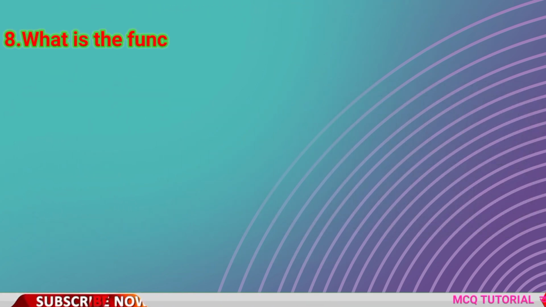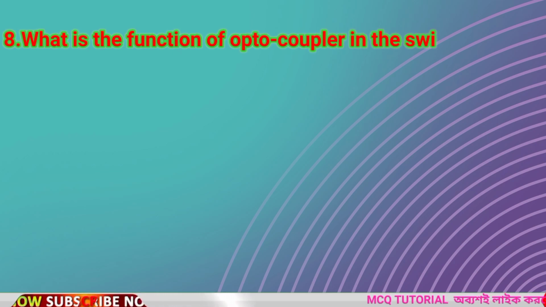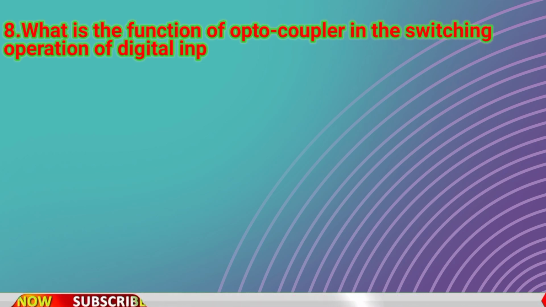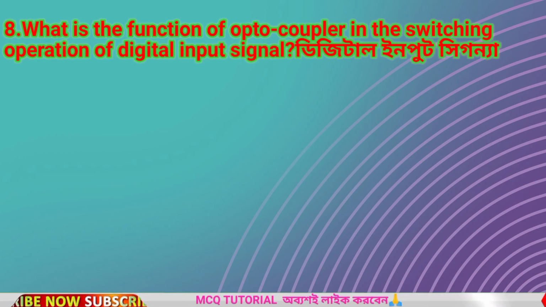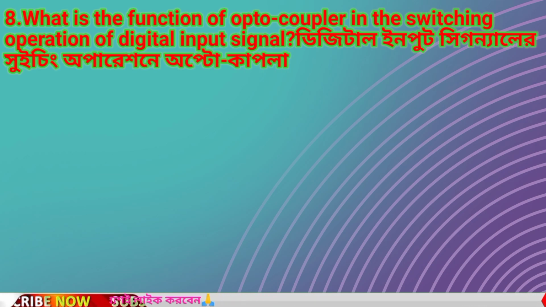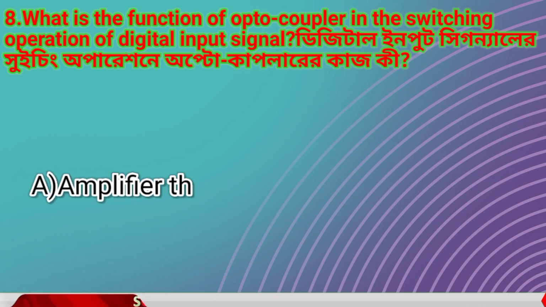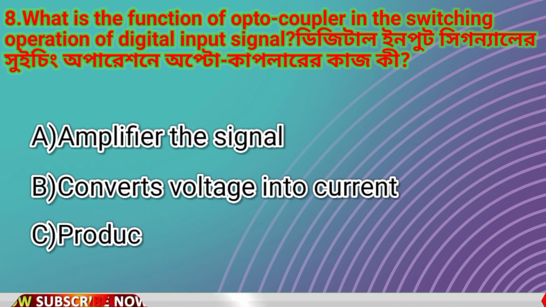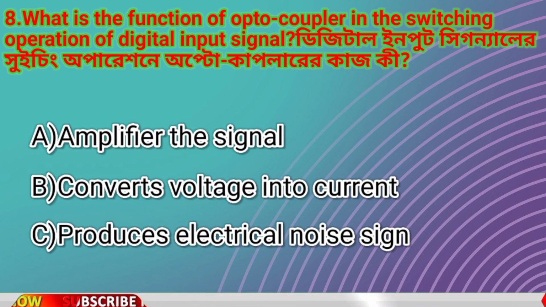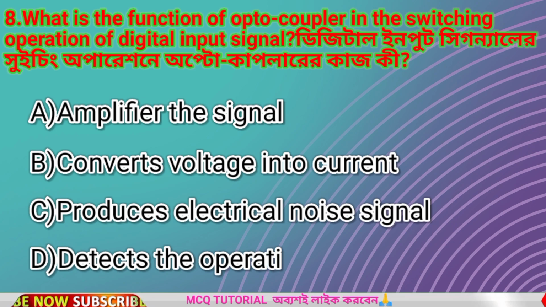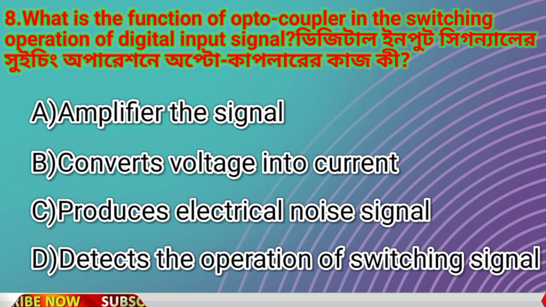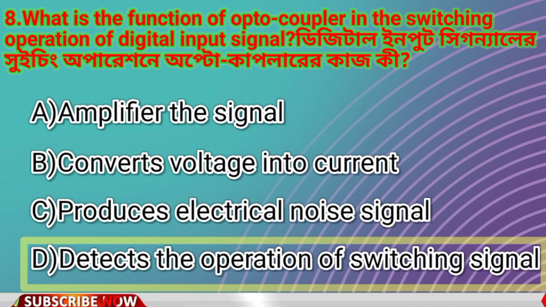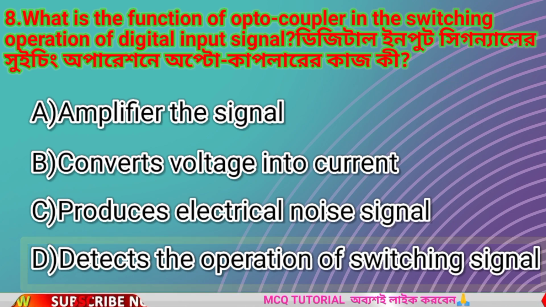What is the function of optocoupler in the switching operation of digital input signal? Option A amplifier the signal, option B convert voltage into current, option C produce electrical noise signal, option D detect the operation of switching signal. উত্তর হবে option D detect the operation of switching signal.